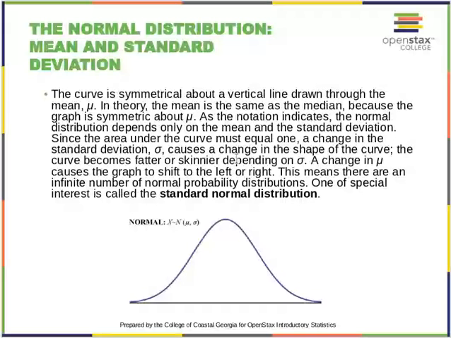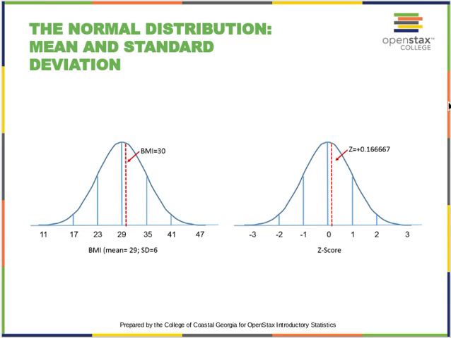So then we have the standard normal, and you'll notice that it is a type of normal distribution. So it shares the same attributes as a normal distribution, but there are special characteristics. The best way to show this is with this comparison here. This is the same exact curve. We're taking a BMI, which is normally distributed, on the left. We know that the mean is 29, and we know that the standard deviation is 6.